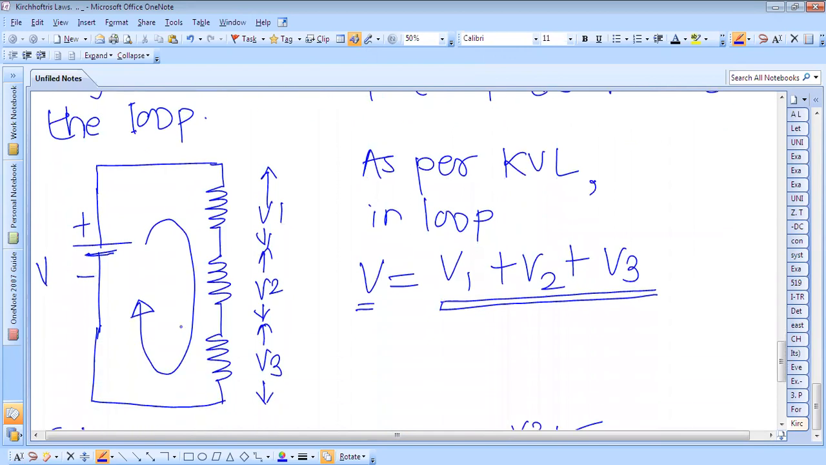So let us consider this circuit. There are three resistances, and the voltage drop across them is V1, V2, and V3, and the total supply voltage to this circuit is V. As per Kirchhoff's voltage law, this is one loop. The applied voltage is equal to the sum of the potential differences in the circuit. The potential differences are V1, V2, V3. So V is equal to V1 plus V2 plus V3.